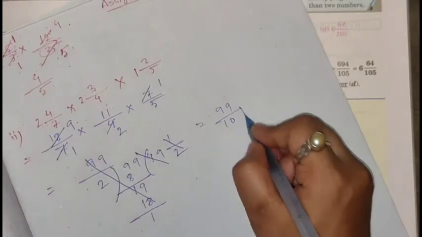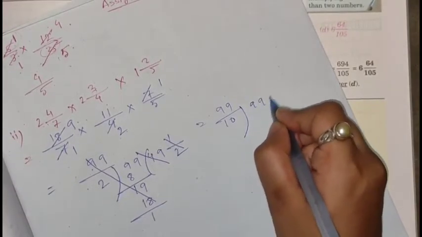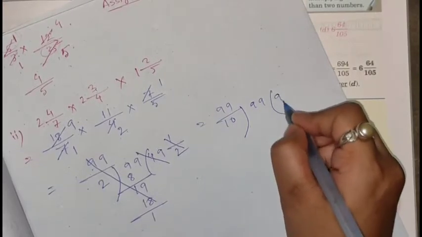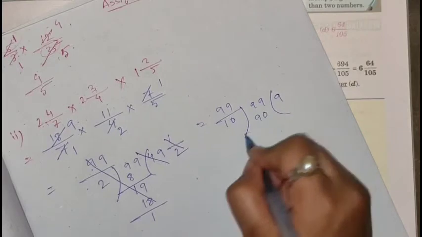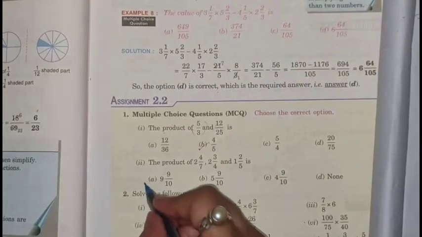So this is the improper fraction. We have to convert this improper fraction into a mixed fraction. 9 10s are 90, so 9 whole 9 by 10. So this will be the answer.